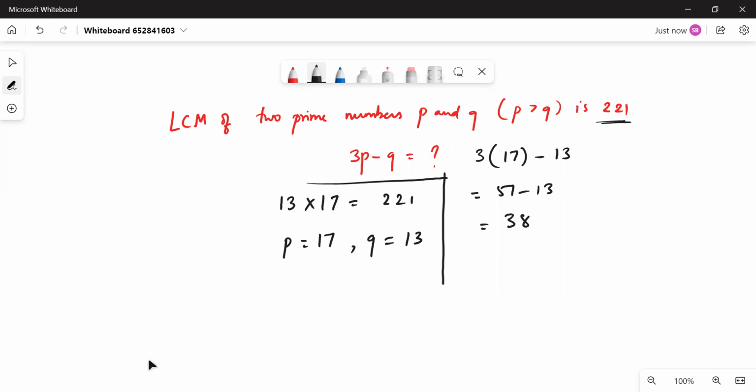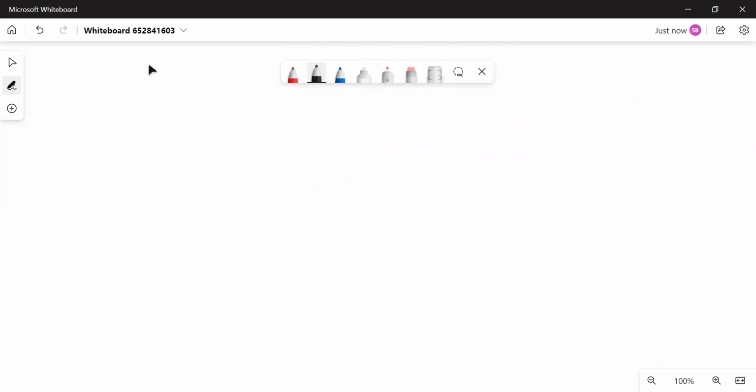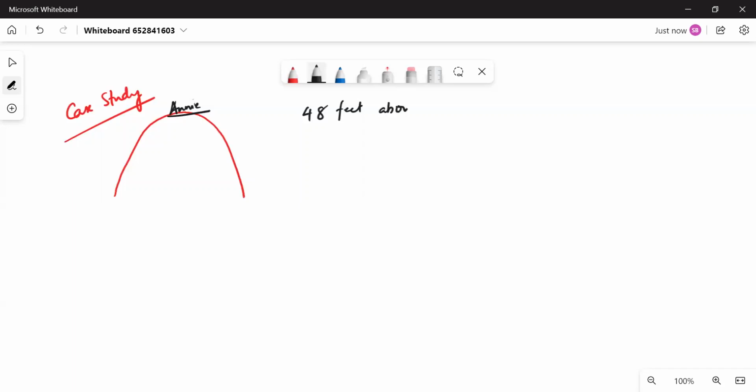Right. Next question they are giving us is a case-based study question, sir. Case study question. What they are doing is giving a figure where people are jumping into water in a parabolic path. There is this girl Annie. She is standing on the diving board. This diving board is 48 feet above the ground, sir.